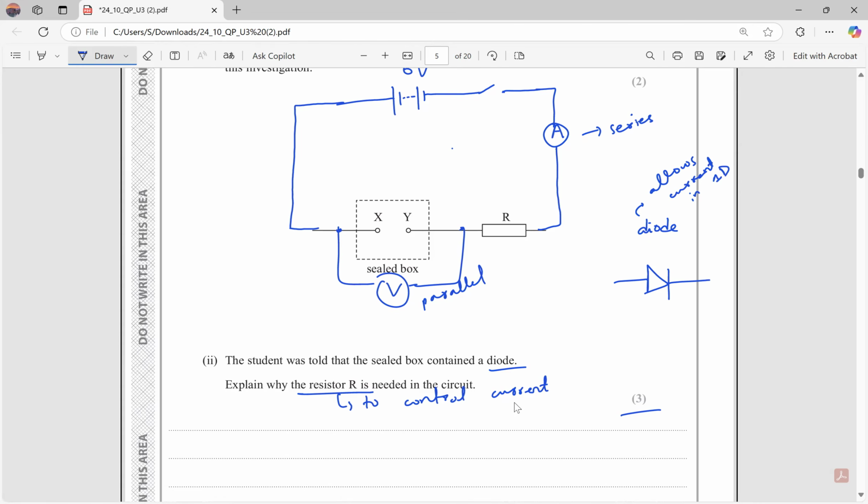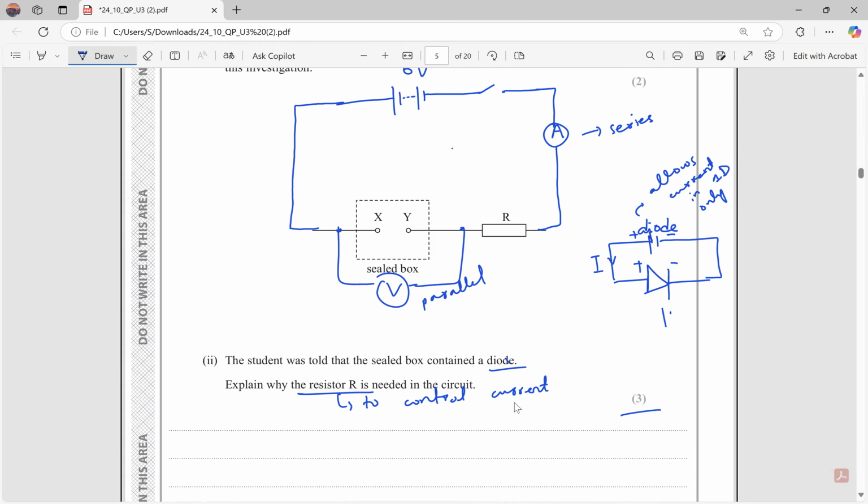In one direction only. So the triangle side of the diode is positive. The straight line is negative. If you connect a diode like this with a battery, with the positive side of the diode connected to the positive side and the negative to the negative side, current is able to flow through the diode.